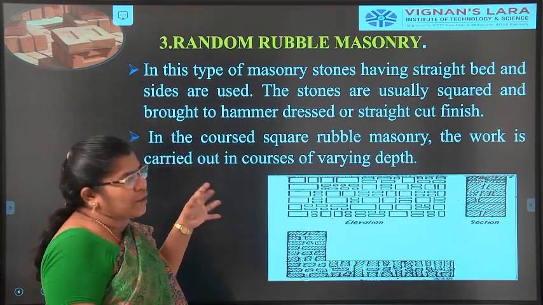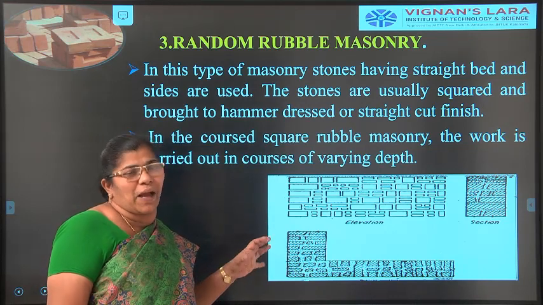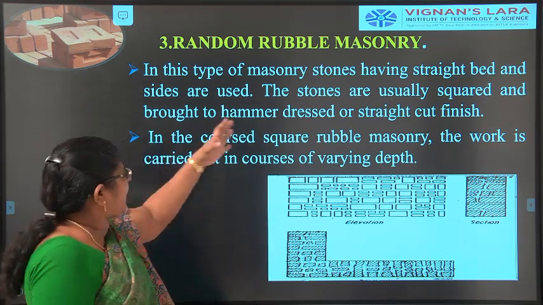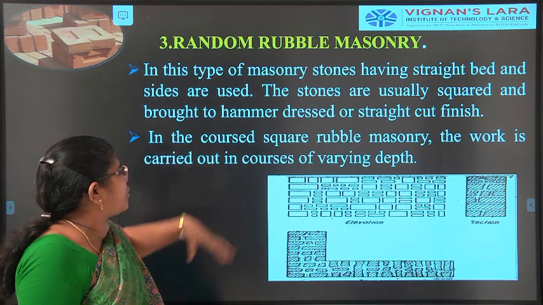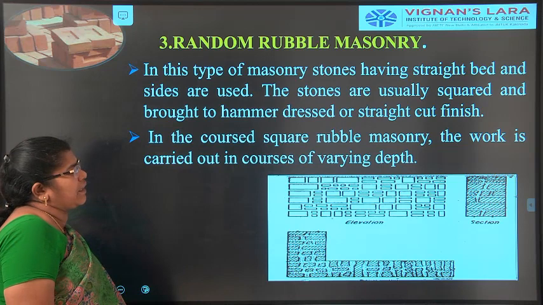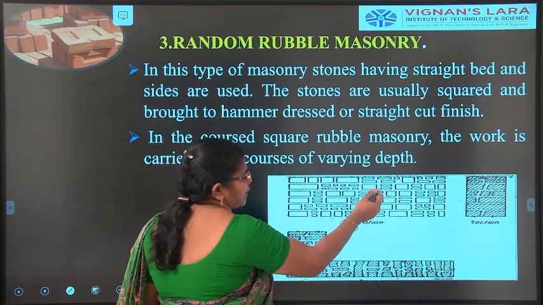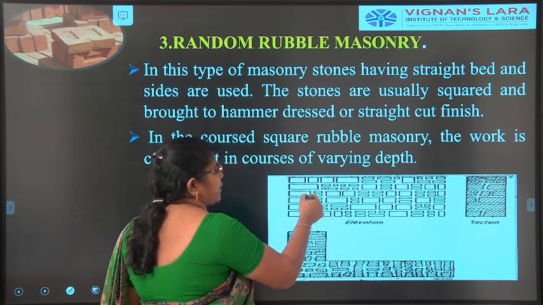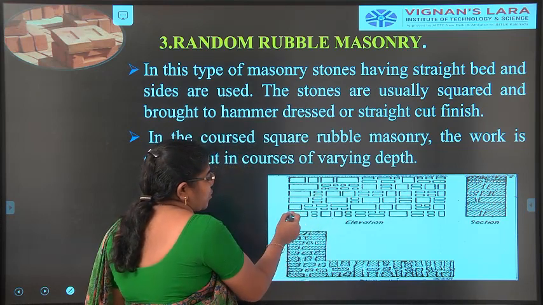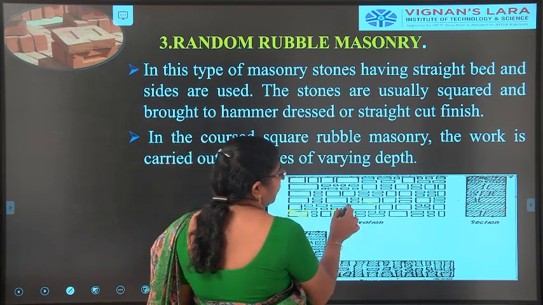And this material mostly will not be a fully dressed one, but a partially dressed one. It has a straight bed and sides are used. The stones are usually squared and brought to hammer dressed and straight cut finish. So you can see the stones will be of different sizes and different thickness, but it will be stone. The finishing will be almost good. Okay, it will be a rough finished one.